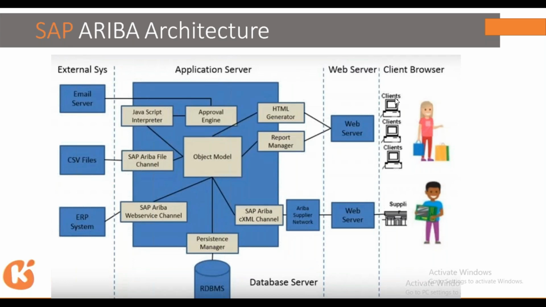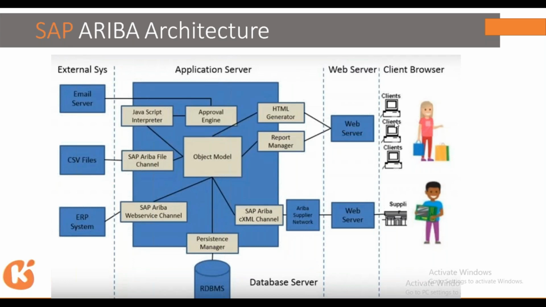So what is happening is that it is completely on demand. Whenever any user, either from the buyer side or from the supplier side, has to use this Ariba application, they simply provide the URL and the credentials with the help of the browser. After providing this information, it reaches the web server. That web server is interlinked with the client browser.